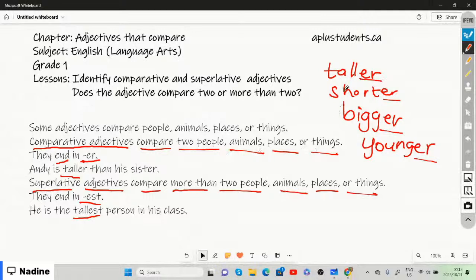If we look at the words we wrote down, taller, shorter, bigger, and younger, and compare them for animals, people, or things, then we can say tallest, shortest, biggest, and youngest.